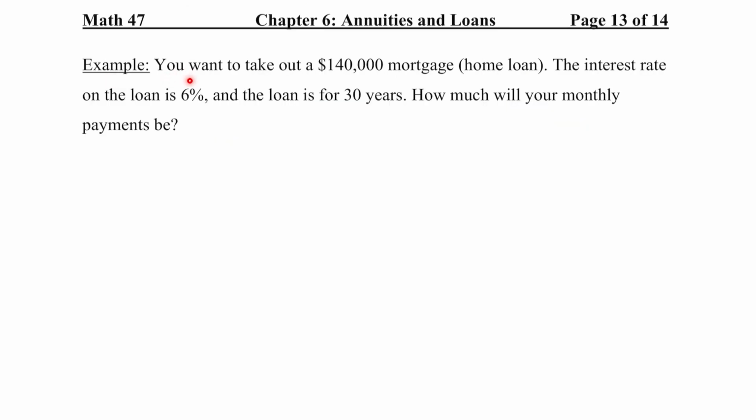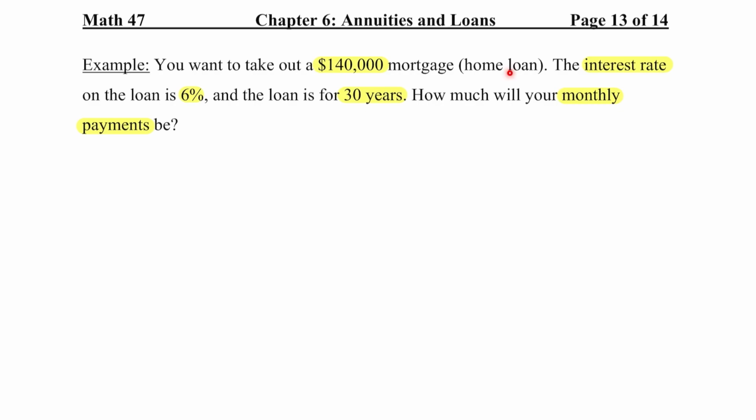Example, you want to take out a $140,000 mortgage, which is home loan. The interest rate on the loan is 6%, and the loan is for 30 years. How much will your monthly payments be? I want to take out a $140,000 home loan. The interest rate is 6%, and the loan is for 30 years. How much is my monthly payment?